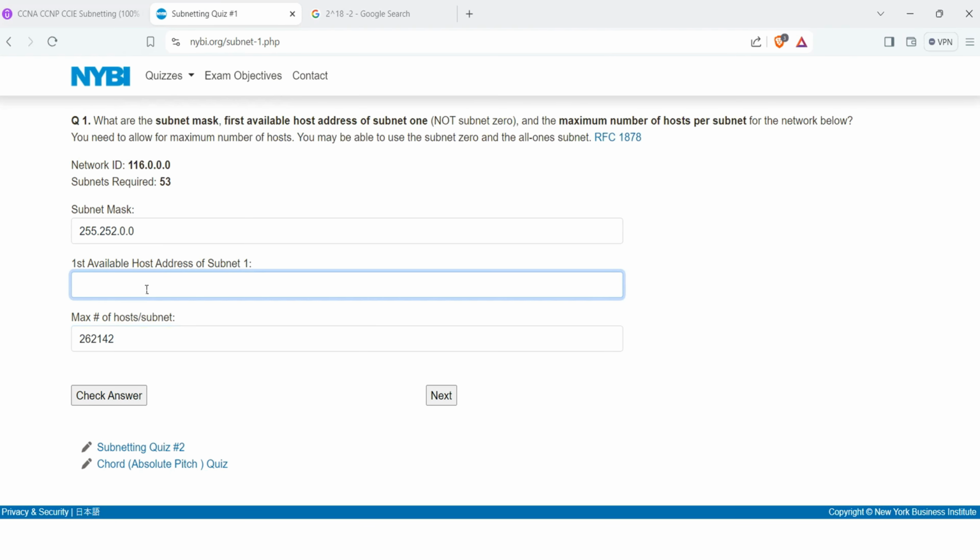Now, what is the first available host of subnet number what? Of subnet number one. How would I actually get that? Well, what is the jump start? I mean, the value of the last bit that I borrowed is 4. So it's 0, 4, 8. Let's focus between 0 and 4. No, because 0 to 4 is subnet 0. We're looking for subnet 1. It's between 4 and 8. So 116 what? Dot 4, dot 0, dot 1. All right. That's what I'm actually getting over here.